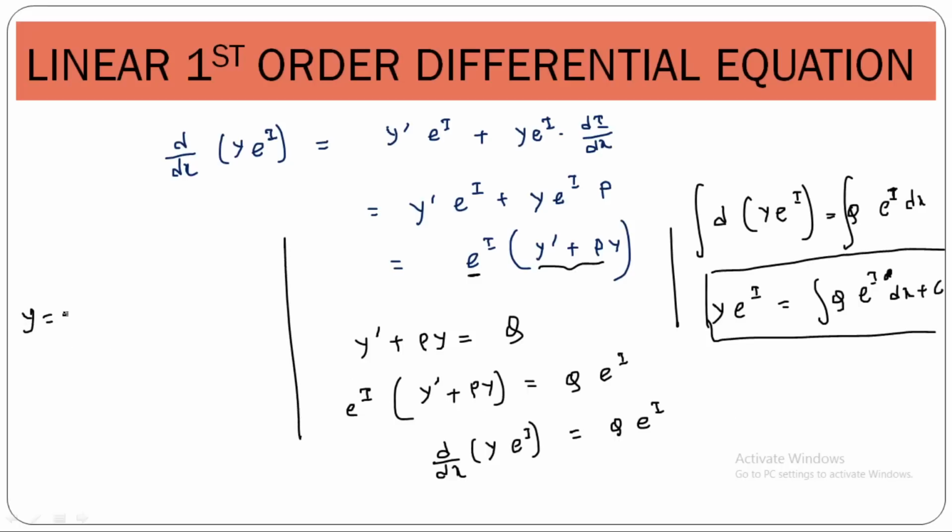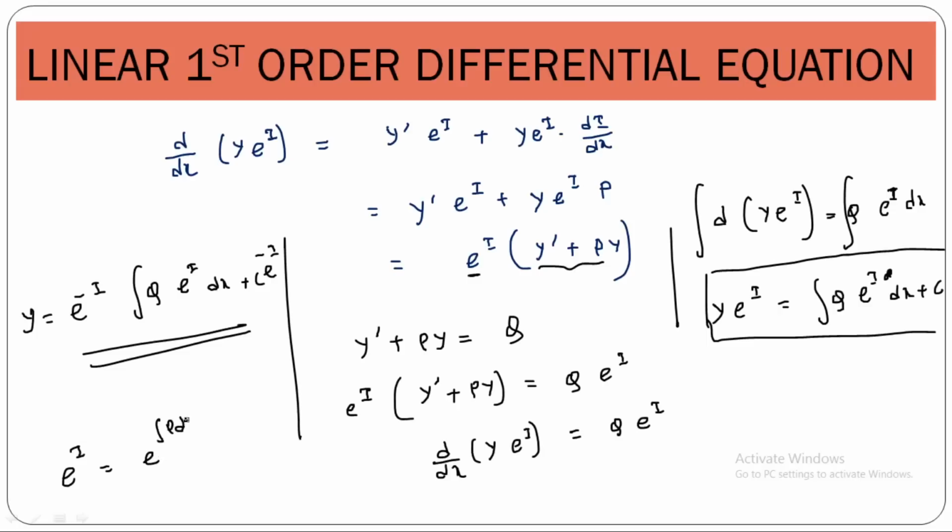that y is equal to e to the power minus I into integration q e to the power I dx plus c e to the power minus I. So this will be your solution, and this e to the power I is nothing but your integrating factor. So this e to the power I, that is e to the power integration p dx, is nothing but your integrating factor.